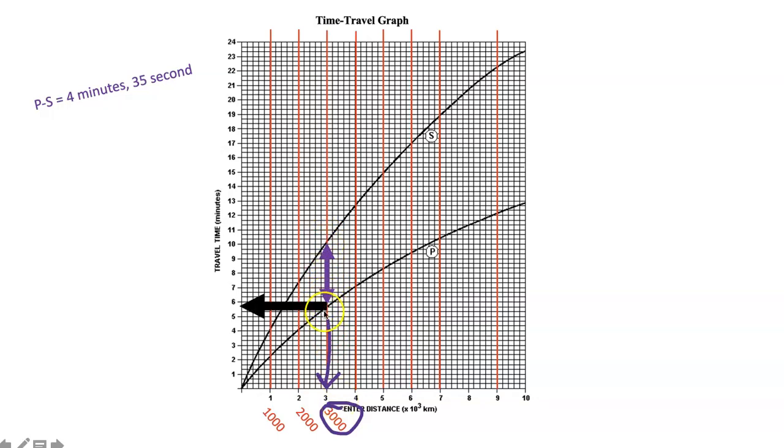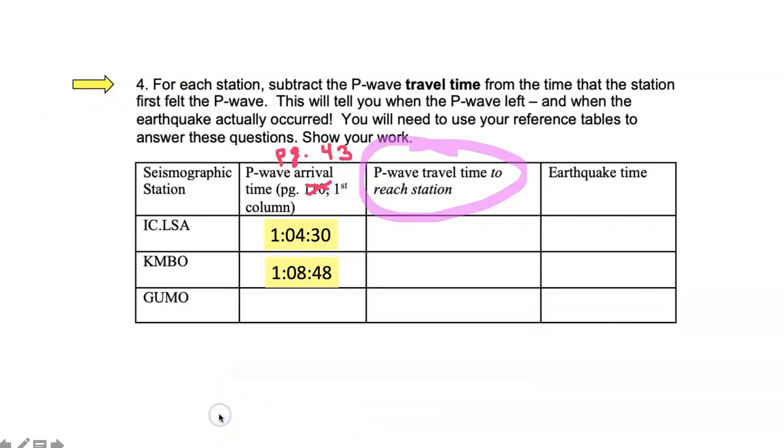So let's look at this intersection of the P wave with the side scale. Remember, here's the P wave traveling. Okay, it took about 5 minutes and 40 seconds for it to reach us. So this is the time it takes for the P wave to reach us, and that's what we're going to put in this one.